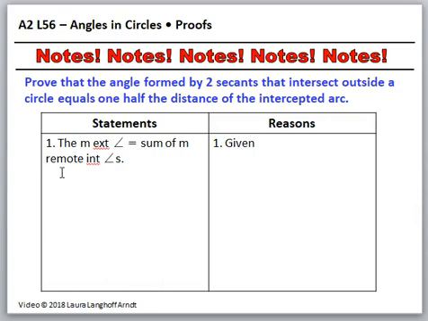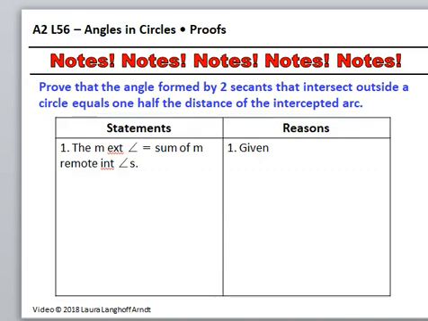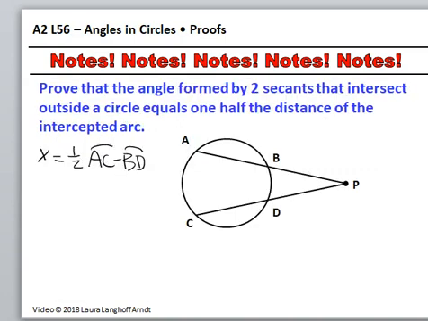Well, we have to look at our picture. And whoops, we're looking at our picture. What the heck? Let's go back to the picture. There we go. All right, so we're going to look at our picture, and we're going to do some things that are going to help us out here.